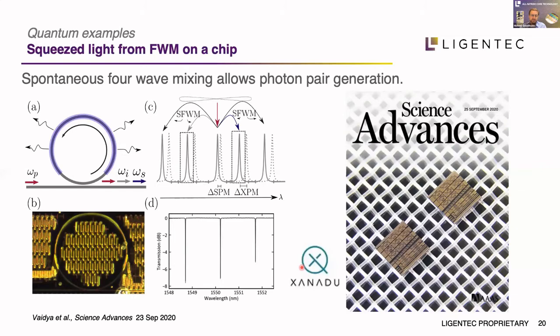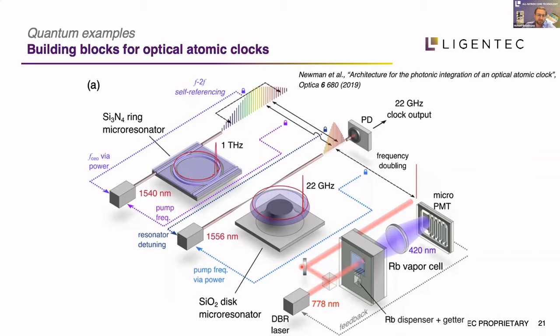But it's not only squeezing that you can do with these high Q resonators. You can also have a whole frequency comb generated with such a high Q resonator. And in this case, we built this ring resonator that can be pumped with a CW laser, and by the fact that you have here a Chi3 material, the silicon nitride, you can establish a whole octave spanning frequency comb that is f-2f self-referenced, and that is used in this architecture to be locked to a rubidium vapor cell. And that whole system can be integrated in a photonic integrated circuit.